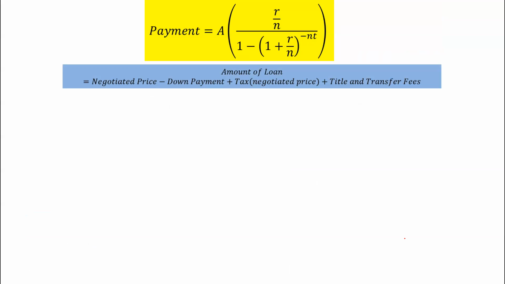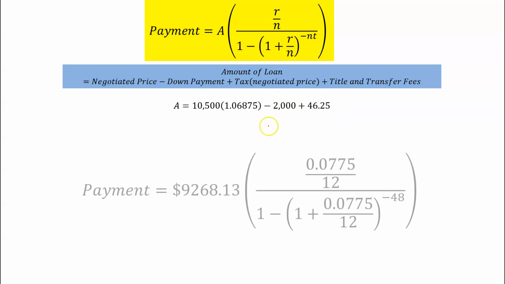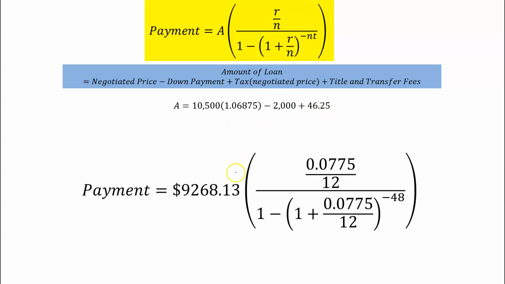Okay, so here we go. I'll go through it. So the amount of the loan. This is me getting the amount with the tax. I'm using 1.06875. That's that little trick. It's 100% plus the percentage of tax. So that's my way of getting the agreed upon sale price with the tax. Take away the down payment, add the title and transfer fee. And again, the order here really doesn't matter. You've got to combine it all. So I've got then that ended up being $9,268.13. That's the amount of the loan.